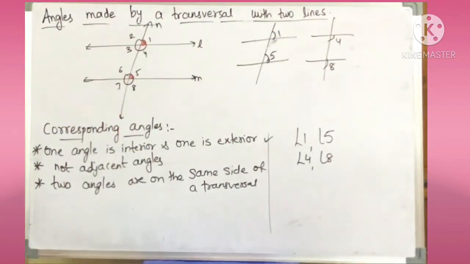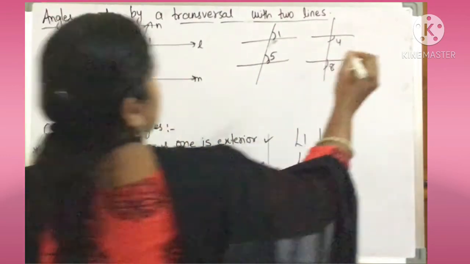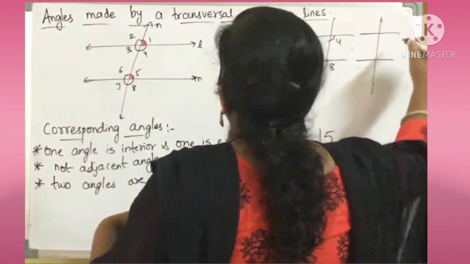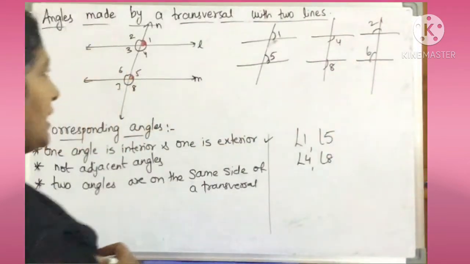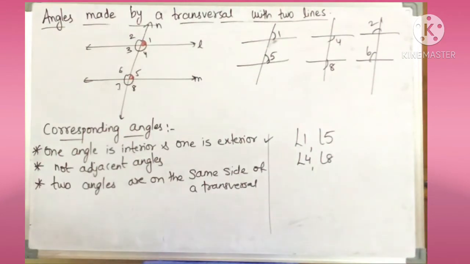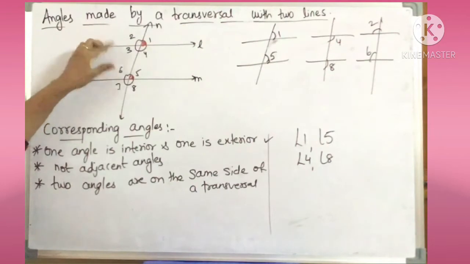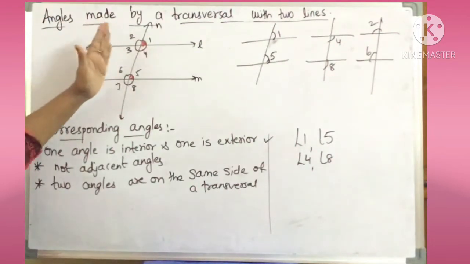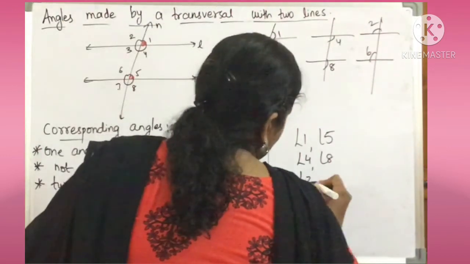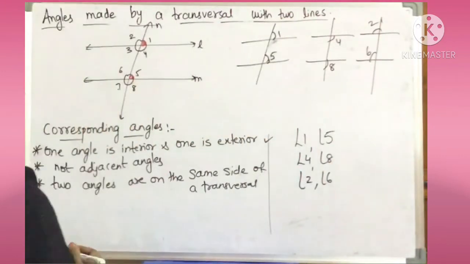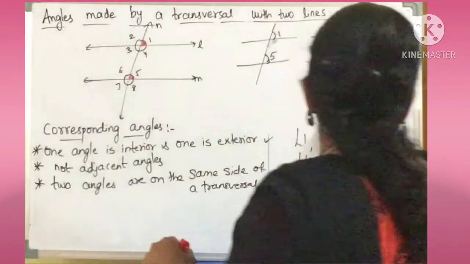Right? Next, if you see this side, now we will go to the left side of a transversal. If you see this figure, 2 is exterior and 6 is interior. So can I take 2 and 6 as corresponding angles? If you observe, 2 is exterior and 6 is interior, and they are not adjacent but they are on the same side of a transversal. So I can take 2 and 6 as one pair of corresponding angles. So 2 and 6.